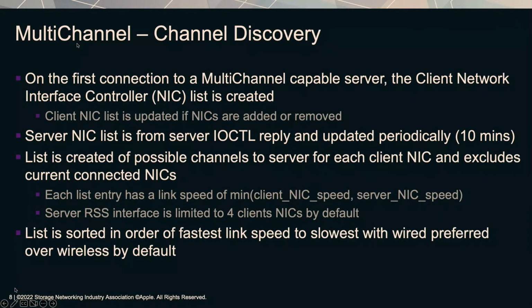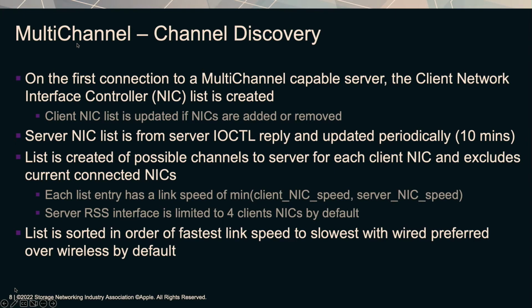So the first time you connect to a multi-channel capable server, we create a client network interface controller list, NICs. We'll just call them NICs. So we create a NIC list. The NIC list is essentially just what are the NICs that are in the client. And we'll update this NIC list if you add new network interfaces to the server or to the client, or you move it. The server NIC list comes from the server, from the ioctl that we send over there to query network interfaces. So now we have the server NIC list. That list gets updated every 10 minutes or so in case the server adds something.